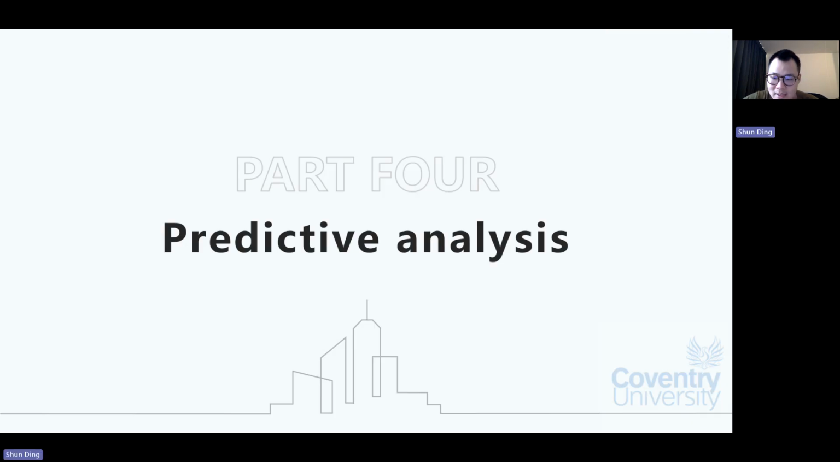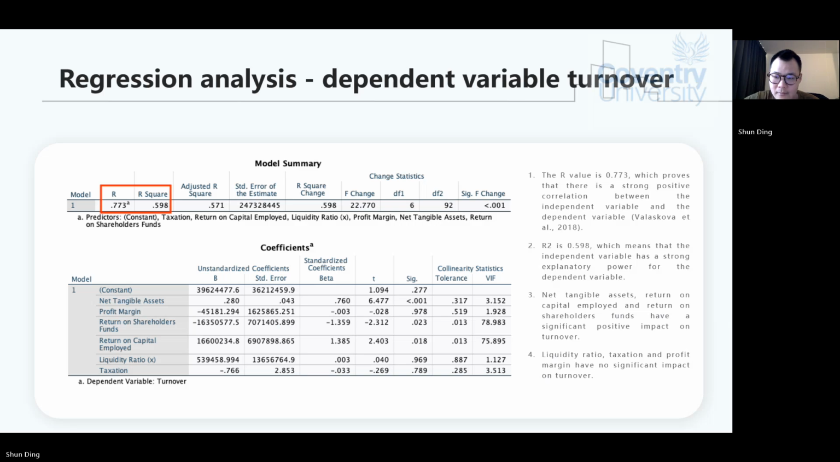Next is predictive analysis, which is about the relationship between the variables. I use turnover and profit. The figure is the regression analysis of dependent variable turnover. The R value is 0.773, which shows a strong positive correlation between the independent variable and the dependent variable.